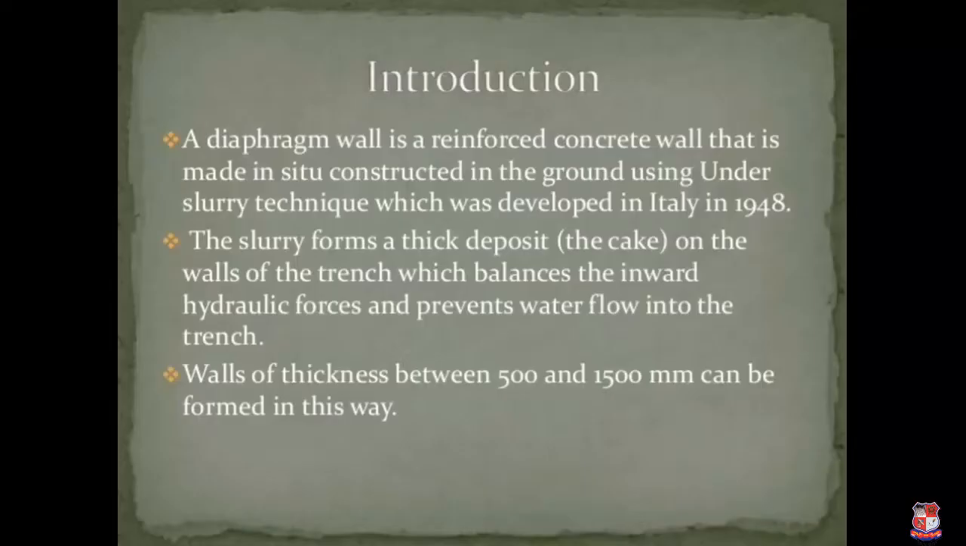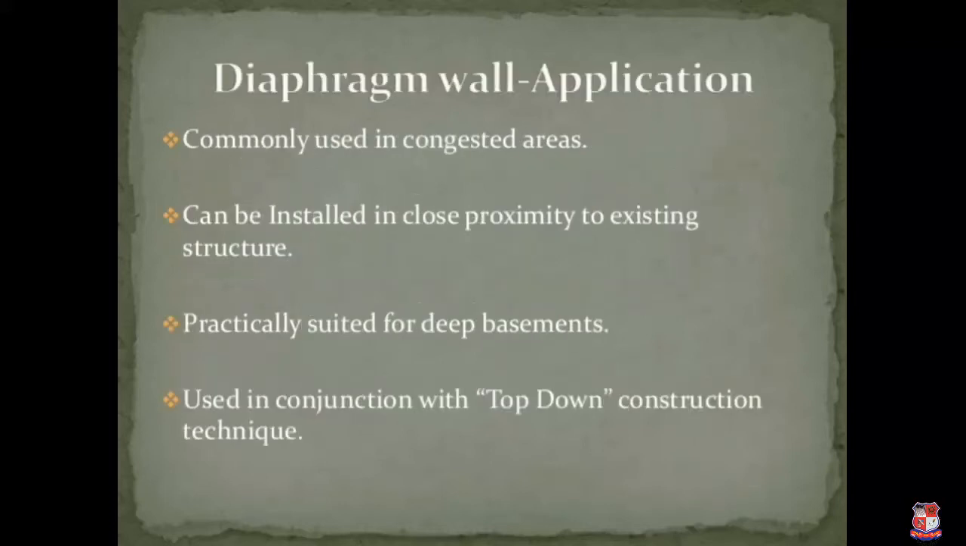So, a diaphragm wall is a reinforced concrete wall that is made in situ, constructed in the ground using the under-slurry technique, which was developed in Italy in 1948. The slurry forms a thick deposit, or say the cake, on the walls of the trench, which balances the inward hydraulic forces and prevents water flow into the trench. Walls of thickness between 500 to 1500 mm can be formed in this way.